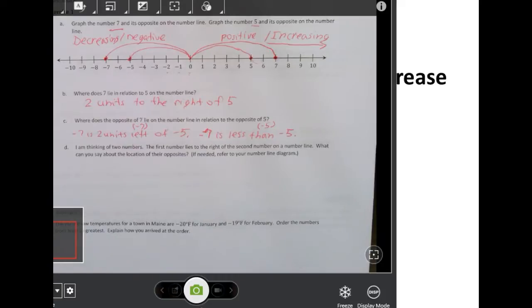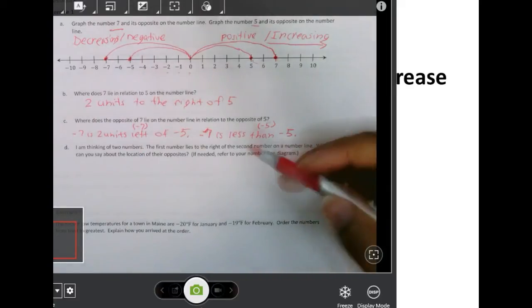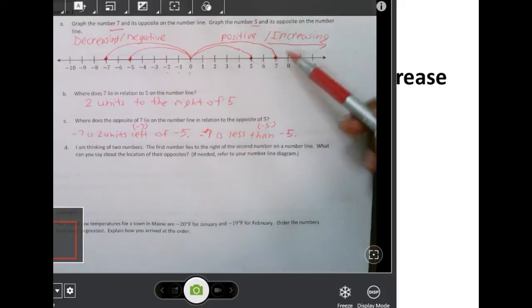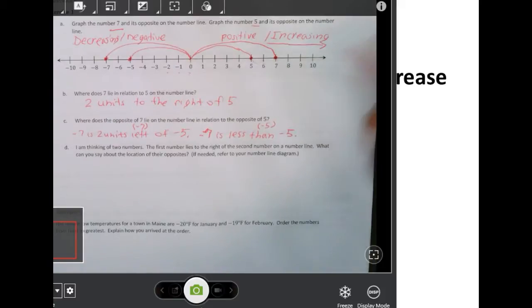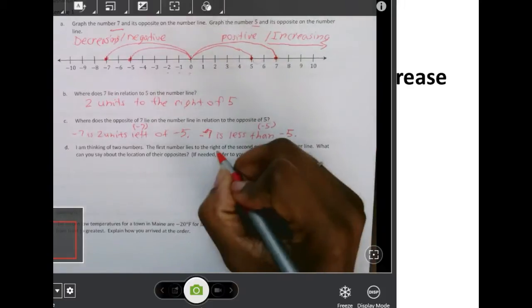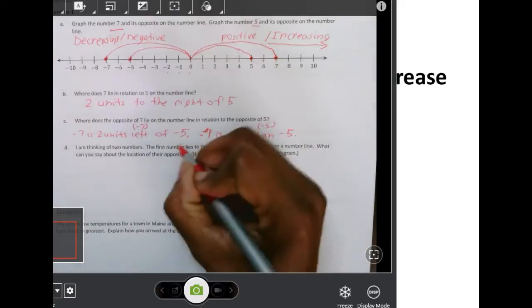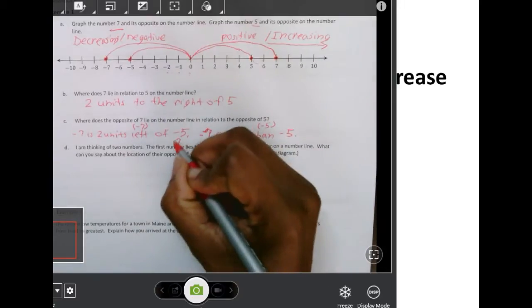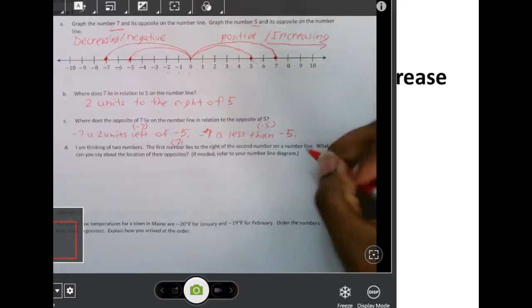So let's look back at the number line here. It says that I am thinking of 2 numbers, and the first number lies to the right of the second. So we can say the first number is 7 and the second number is 5. So let's label here. The first number is 7, and it lies to the right. And the second number is 5, which lies to the left.